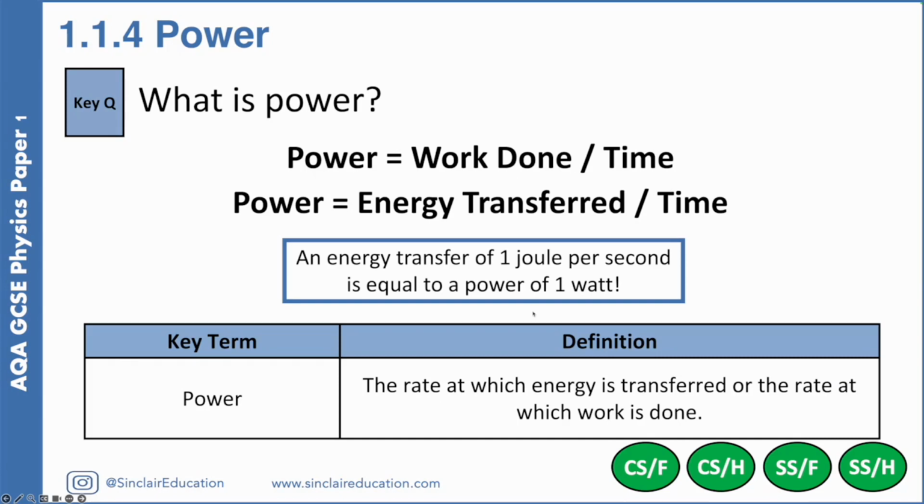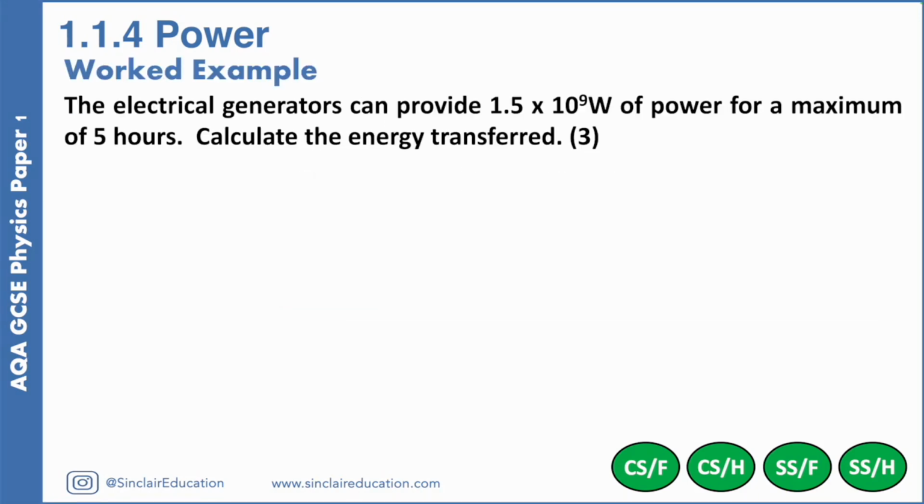What's worth mentioning, this might be a small little 1 marker that comes up, is that if we are transferring 1 joule per second, this is the equivalent to a watt. So 1 watt is 1 joule being transferred every second. So if they've been mean, and this will more start to appear on higher papers, they might start to give values in standard form. And it just adds that extra bit of challenge, making sure that you're confident in how to use your calculator and do some calculations with larger values.